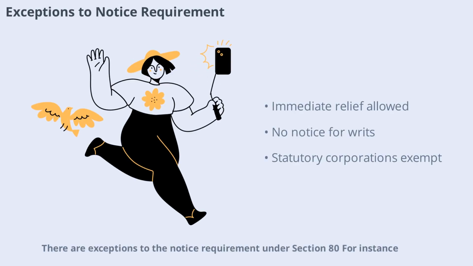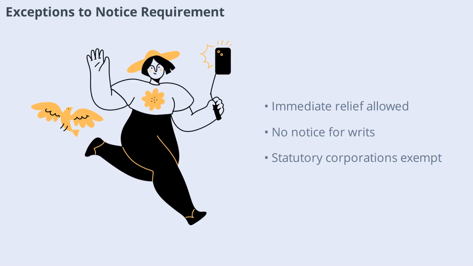There are exceptions to the notice requirement under Section 80. For instance, if immediate relief is needed, courts can allow suits without the standard notice. Also, this requirement does not apply to suits against statutory corporations or to writ petitions. These exceptions ensure that urgent or special cases are not delayed by procedural formalities.